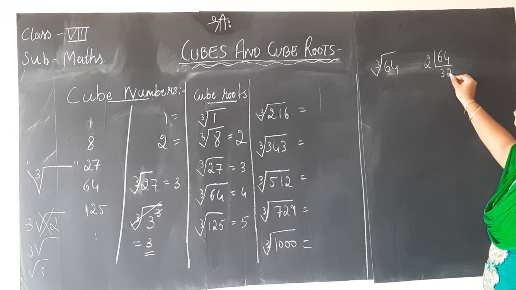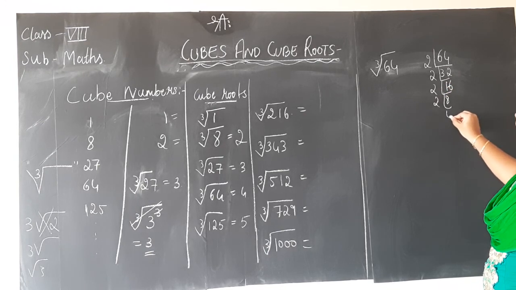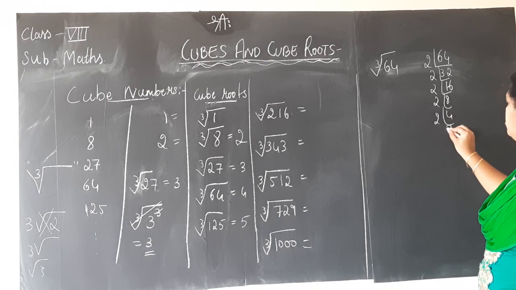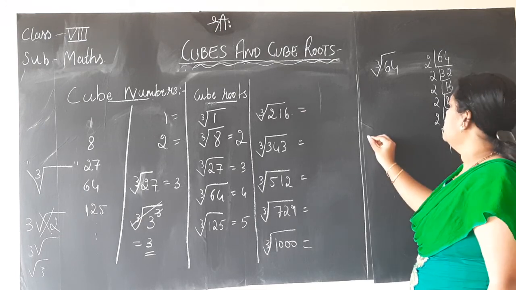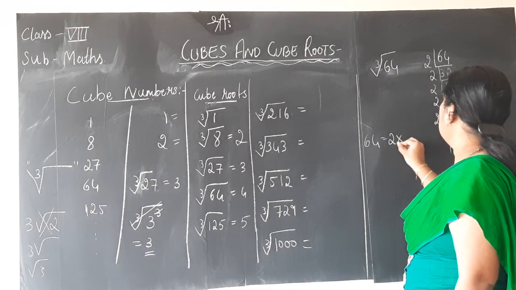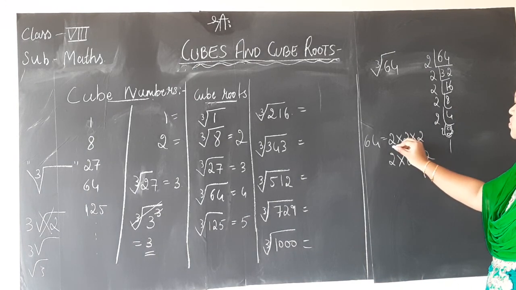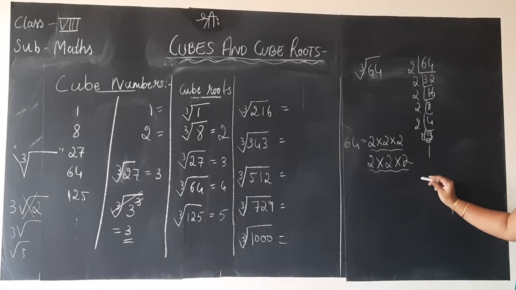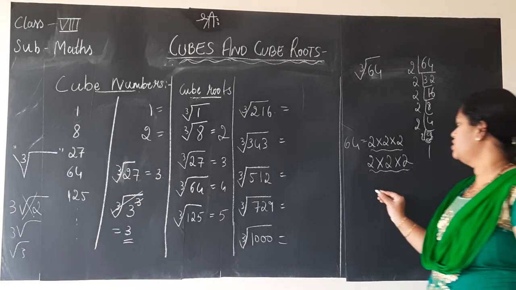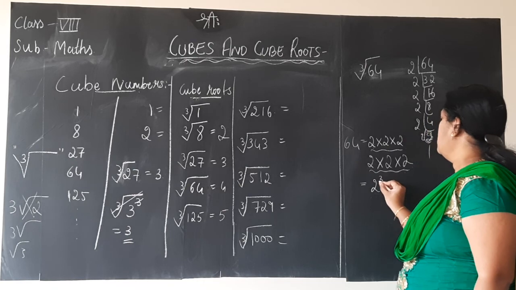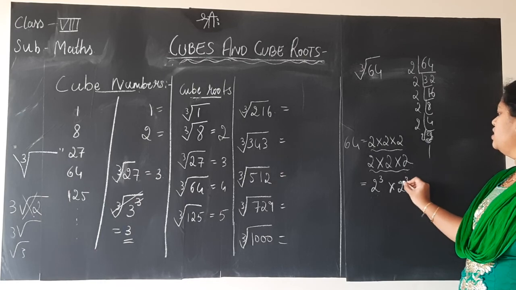2 3s are 6, 2 2s are 4, 2 1s are 2. 6 is 2 3s, 8 is 2 4s, 4 is 2 2s, 2 is 2 1s. 1, 2, 3, 4, 5, 6. 6 times we got 2. So 64 is nothing but 2 multiplied 6 times. When we multiply 6 times, we can group them as groups of 3, that is 2 into 2 into 2. Yesterday, in the last class, we did that type of problems, children. 2 into 2 into 2 is 2 cube, and 2 into 2 into 2 is again 2 cube.